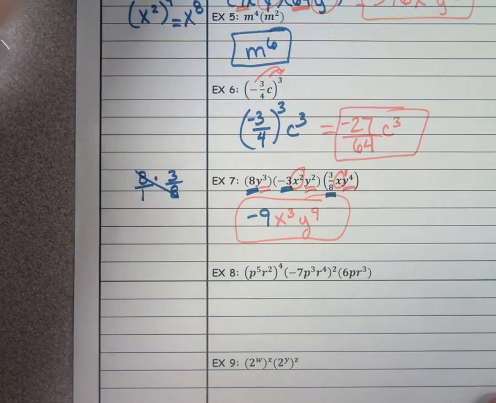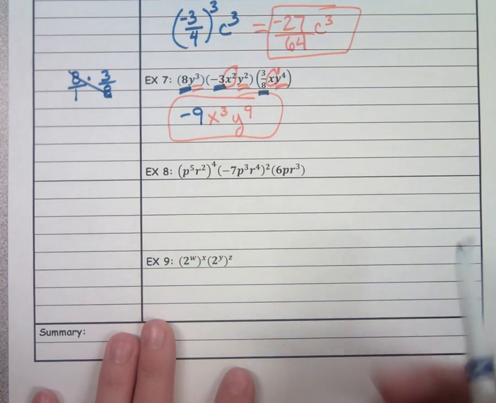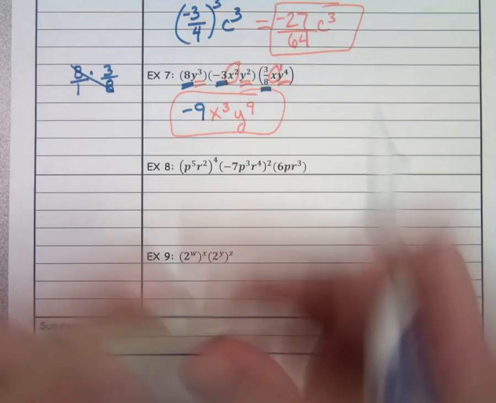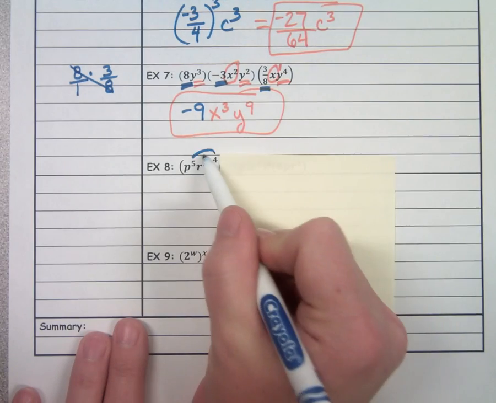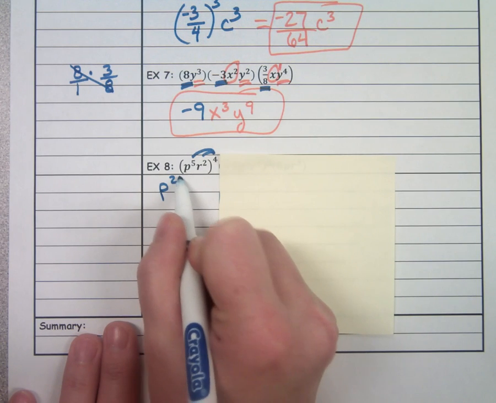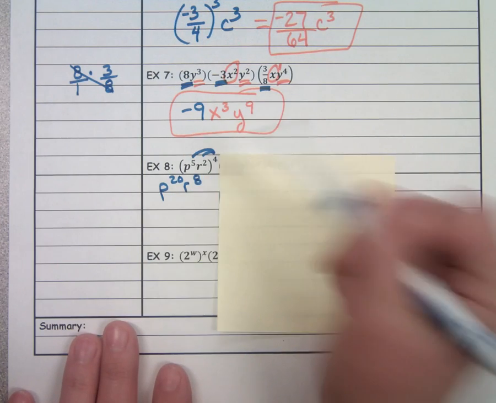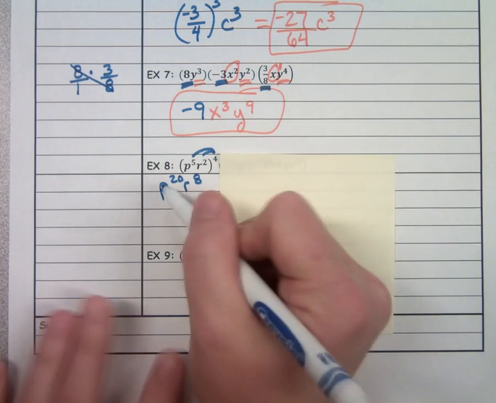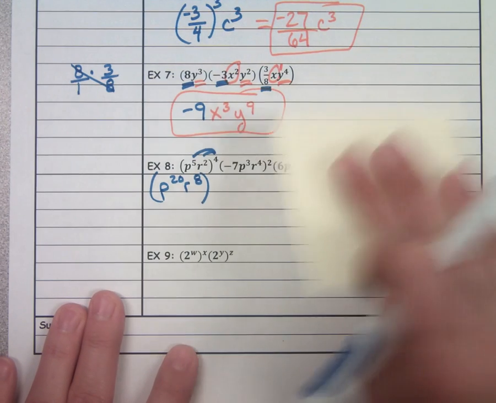Okay, example 8. I see outside exponents, so I need to deal with those. All right, here we go. The product, everything gets raised to the outside exponent, so it would be p to the 20th, r to the 8th. When you raise an exponent to another exponent, you multiply the exponents. Okay, I'm going to put parentheses back around that because I've got more things to multiply it with.